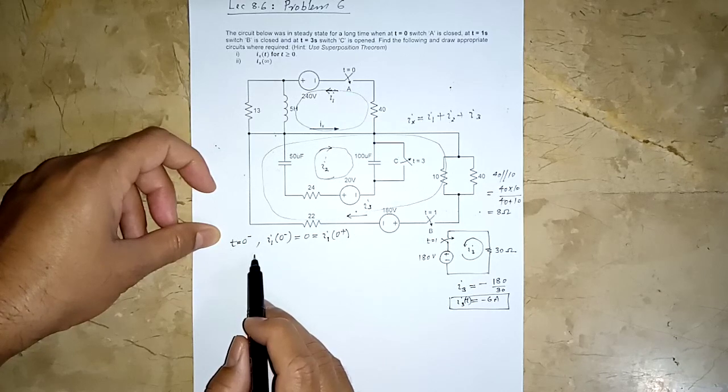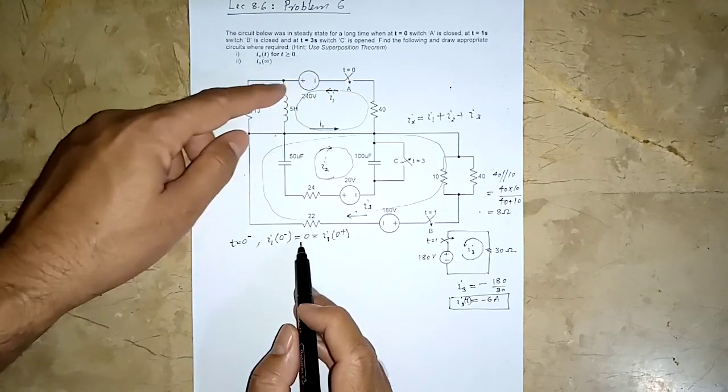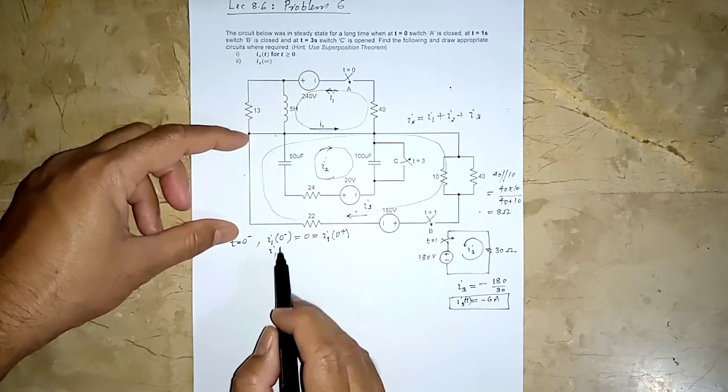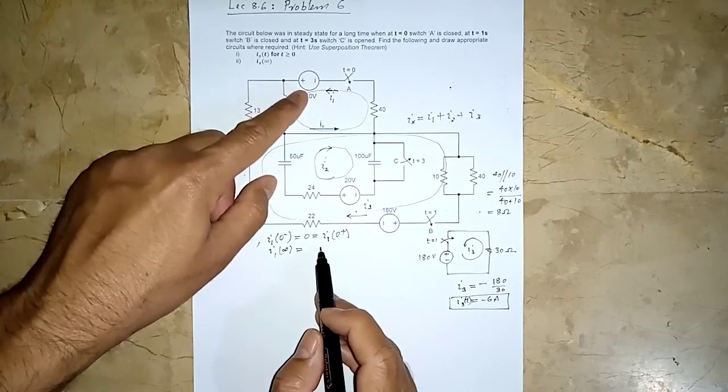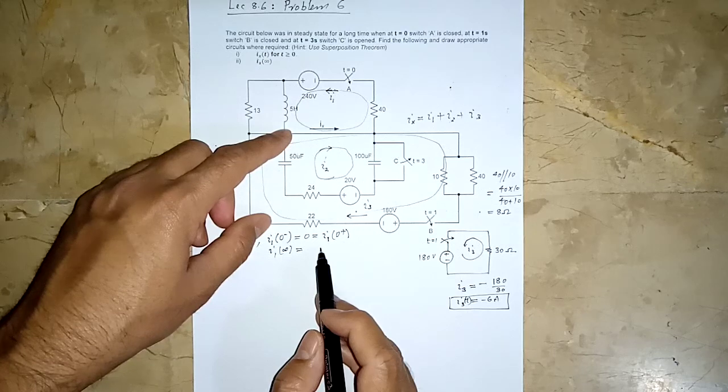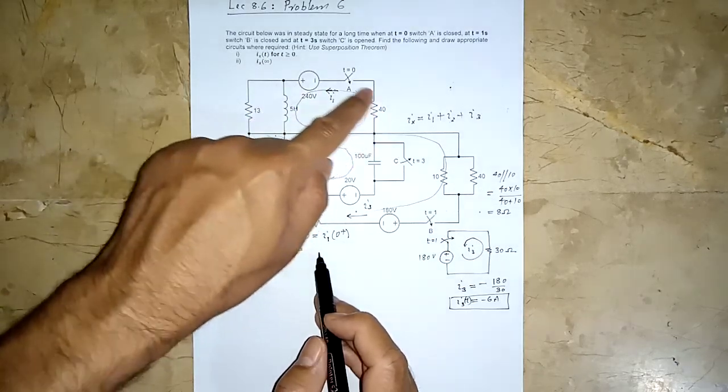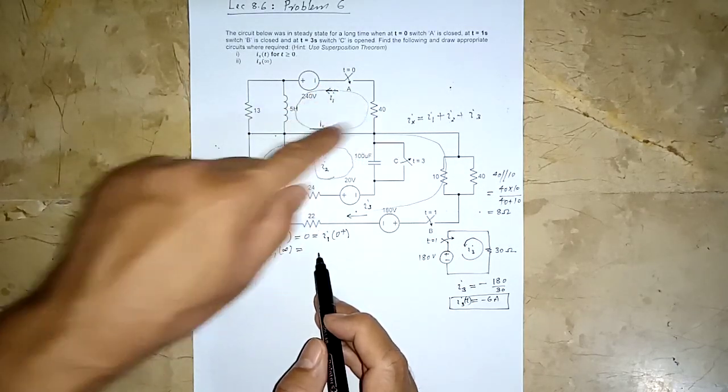And what will be its final value when this has been closed? I1 at infinity would be, so it would short out at infinity, and we will have this circuit. So the current would be 240 over 40.